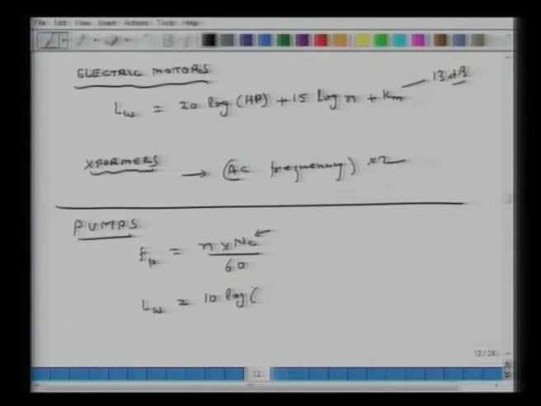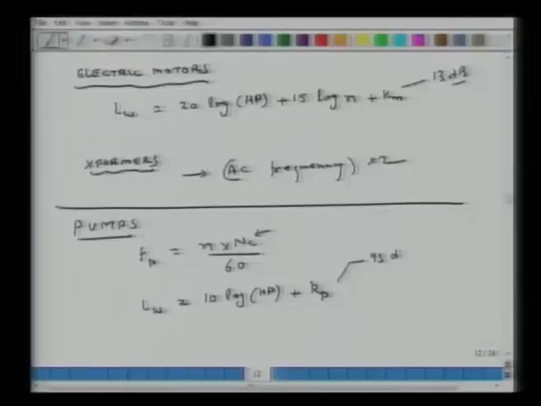Again, a lot of these pumps are rated in horsepower, so you don't have to do a lot of conversion, plus KP. And KP is again provided by the manufacturer, or if you don't have anything, then it is 95 dB for centrifugal pumps, 100 for screw pumps, and 105 for reciprocating pumps. The point here is not to make you experts in pumps or electric motors, but if you see what types of noise emitting sources there are, you should be able to figure out after some exploration which type of signal or peak is attributed to what specific source. That's all I'm trying to explain.